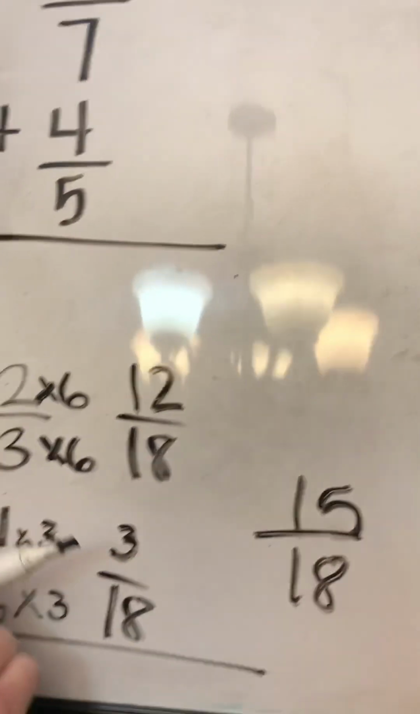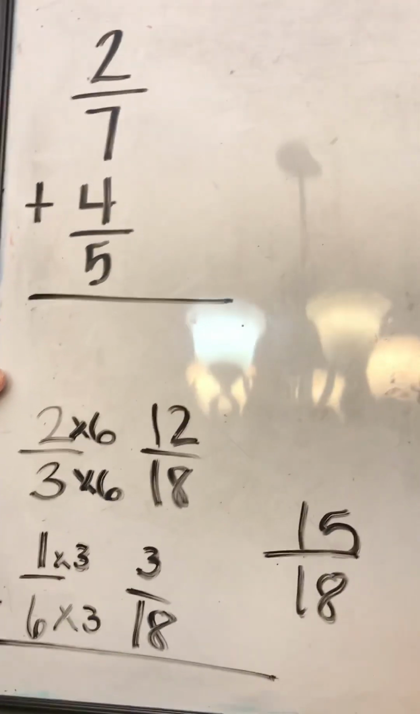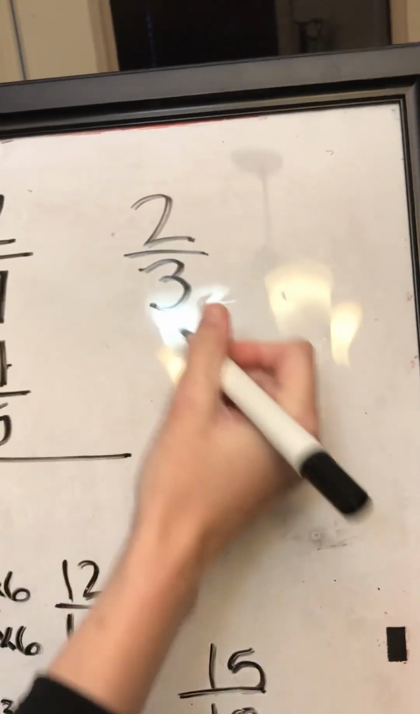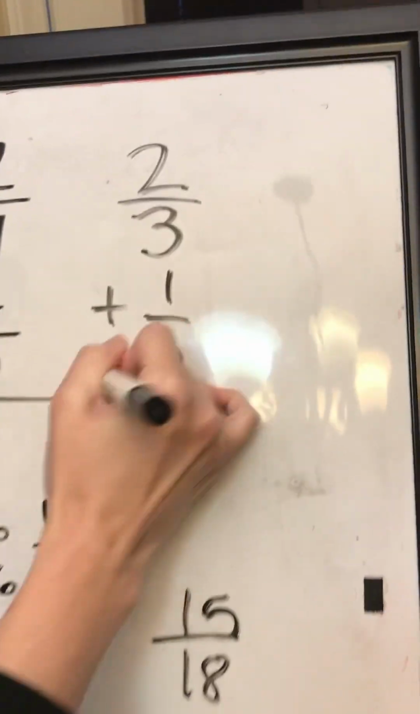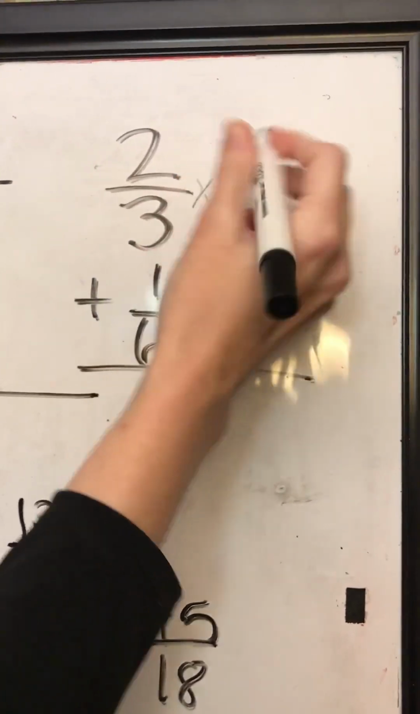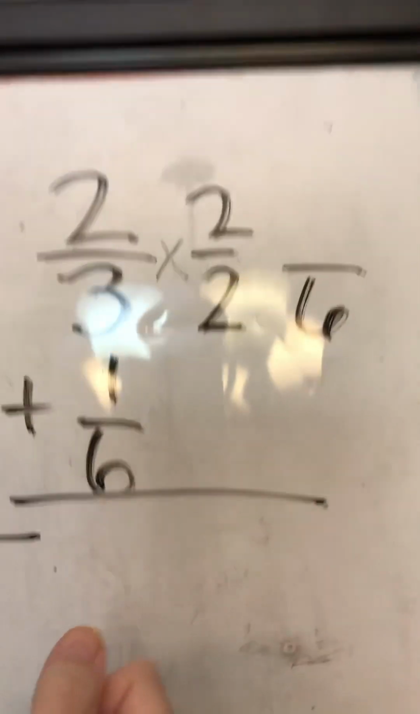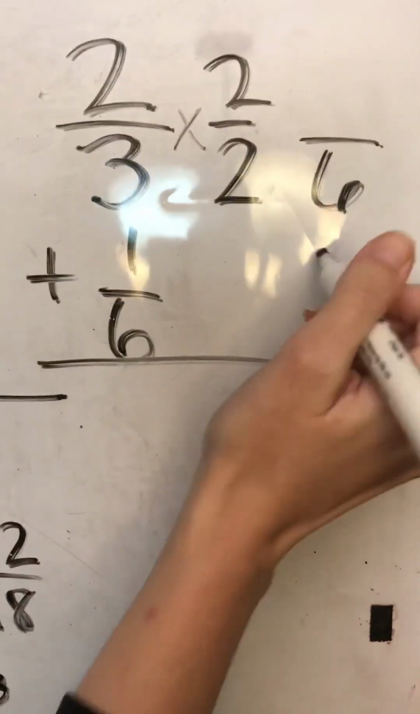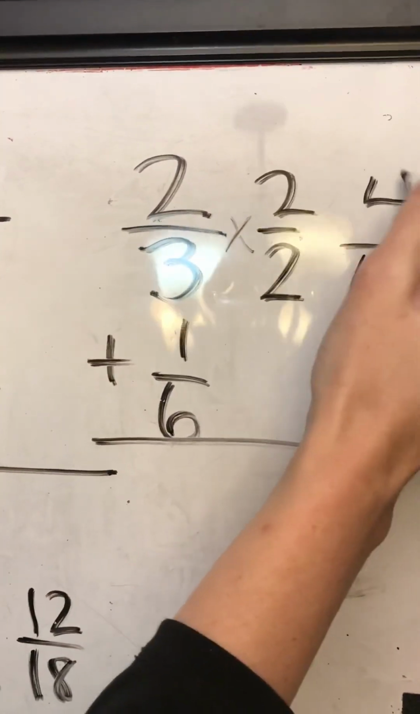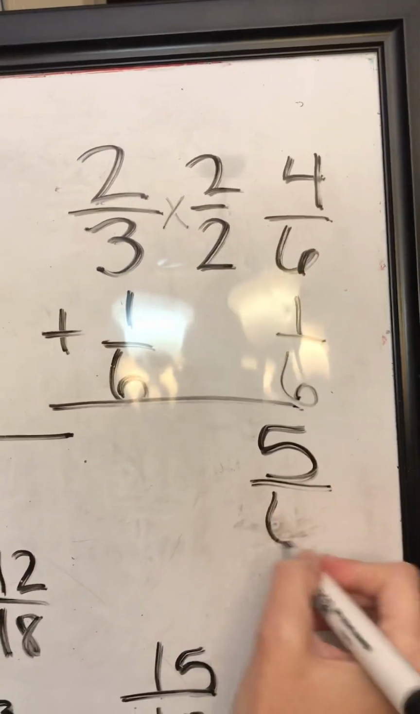So you can count out the multiples when you're doing this, or you can see if one is a multiple of the other. So I'm going to do this same problem again. So I have 2/3 plus 1/6, and I know that I can multiply 3 times 2 to get 6 for my denominator. And so I don't have to change this one because it already has 6 as the denominator. So I'll multiply 2 times 2 to get 4 here. So 4 plus 1 would give me 5, so I've got 5/6.